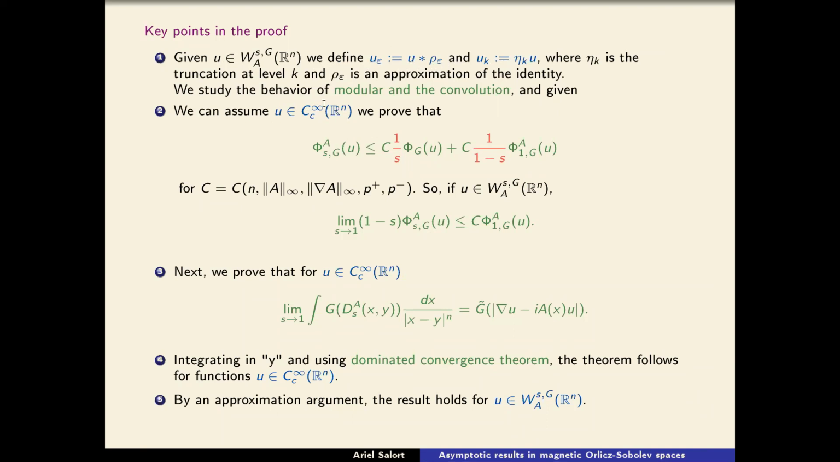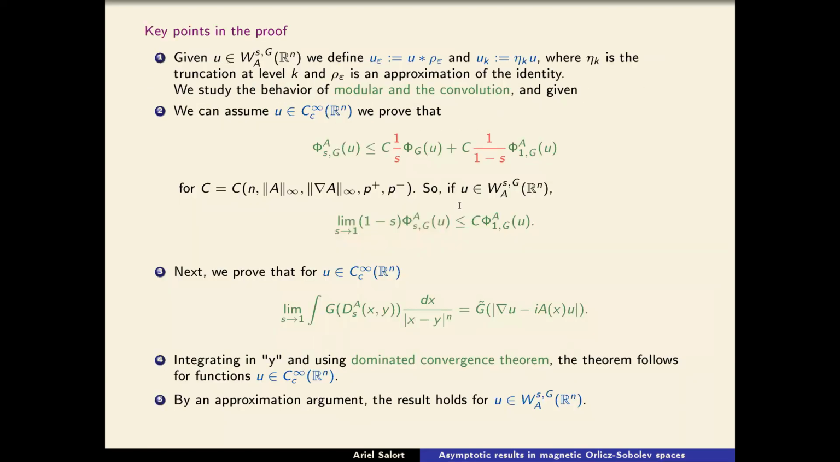So if you take a smooth function with compact support, first you can prove that if the function is in the limit space, you can bound the modular at level s in terms of the modulars for the limit space, with a constant which depends on s. So with this, you can prove that if you multiply this inequality by 1 minus s and you send s to 1, you obtain some bounded quantity. So this quantity is well defined in the limit.